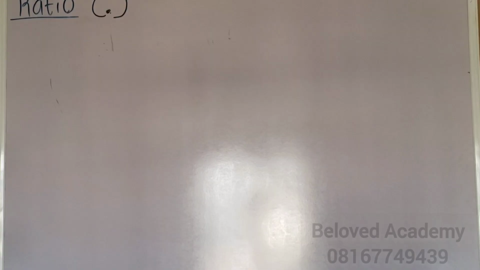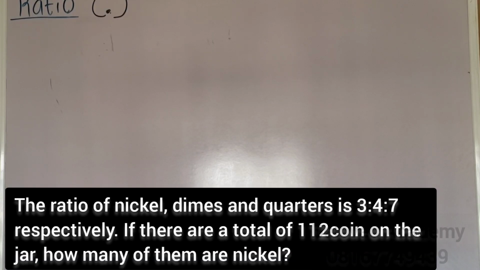Do you understand? The ratio of nickel, dimes, and quarters in a jar is 3:4:7 respectively. If there are a total of 112 coins in the jar, how many of them are nickel? Okay, now I want you to pay attention. This is a multi-step problem, so I need you to pay attention. Let's start by writing out the parameters that were given in the question.